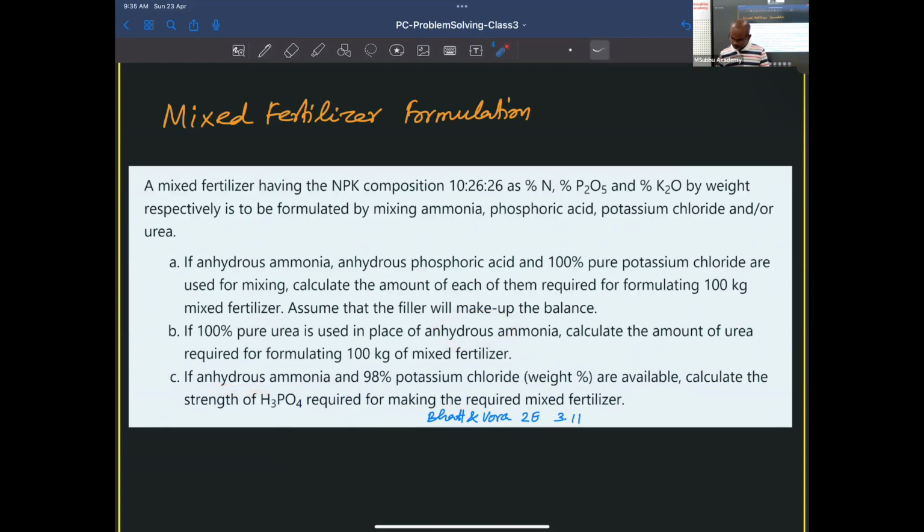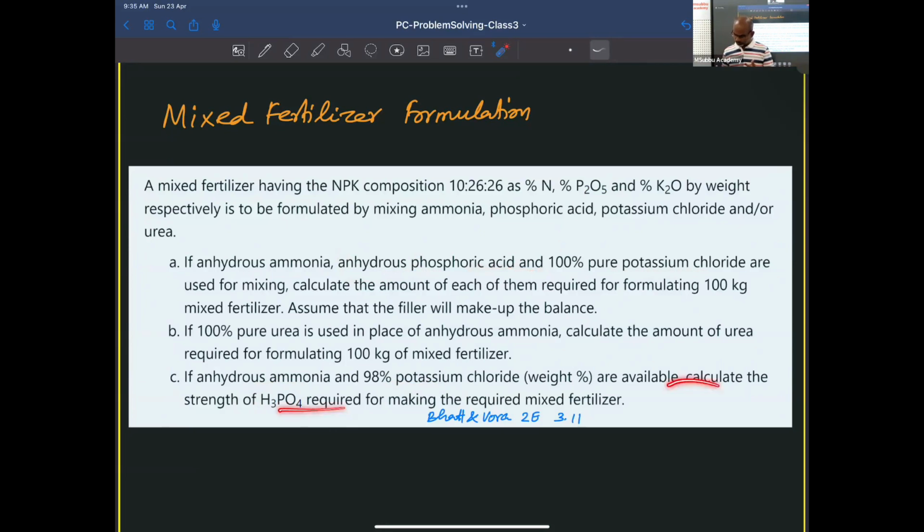In place of pure potassium chloride, we have 98% potassium chloride, which means there is 2% inert. There is a non-fertilizer content in the potassium chloride fertilizer. And the phosphoric acid is also not 100% phosphoric acid. Earlier we were having anhydrous phosphoric acid. Now the availability is only phosphoric acid of some lesser strength, that is, not 100%.